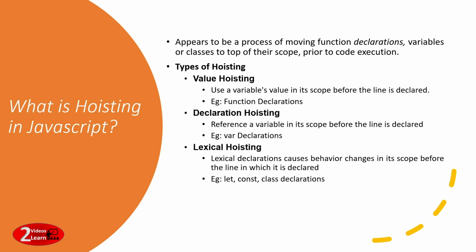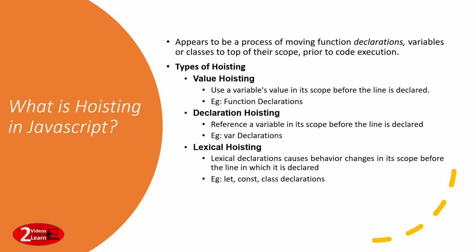The first one is value hoisting, where we use a variable's value in its scope before the line is declared. One classic example would be function declarations. Then we have declaration hoisting, where we are referencing a variable in its scope before the line is declared. One example would be the var keyword declarations.